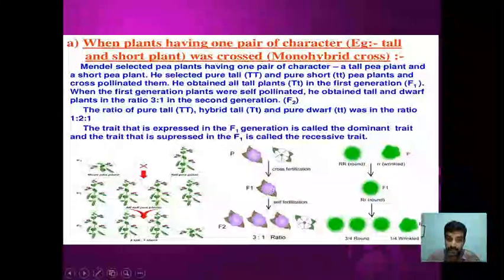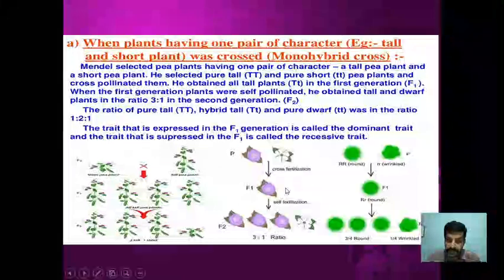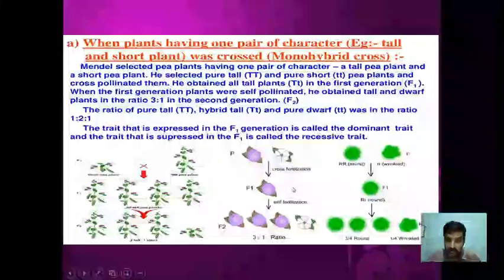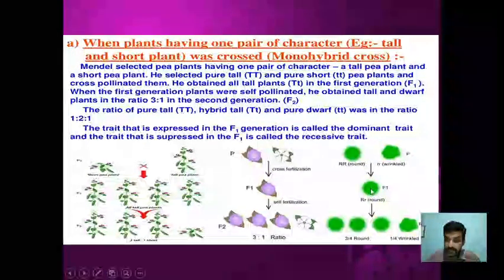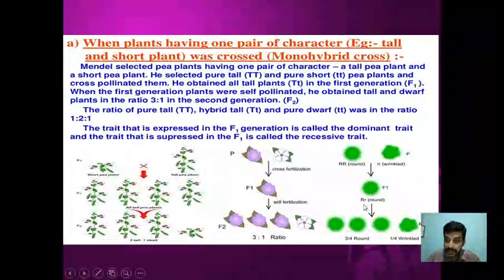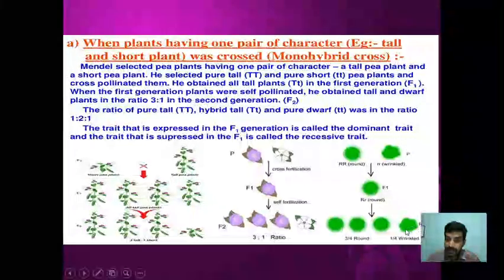But once again, the F1 is selfed. A violet flowered plant of the F1 is crossed with a violet flowered plant of the F1 generation. He got 3 violet flowers and 1 white flower. So both the parental varieties are present. In the third one also, he crossed round seeds with wrinkled seeds. In the F1 generation, only one parental variety, round, is formed, and in the second he got 3 round and 1 wrinkled in the F2 generation.